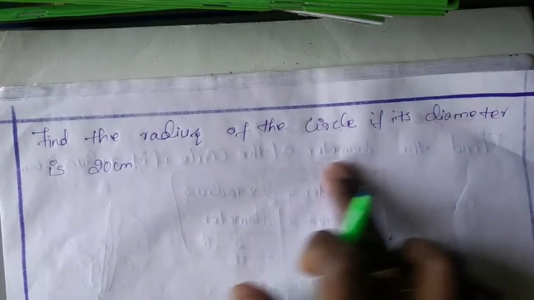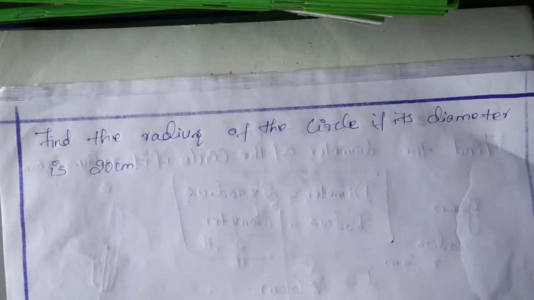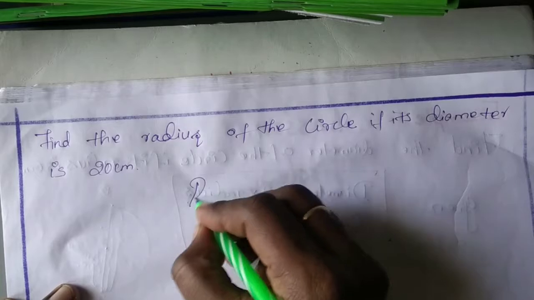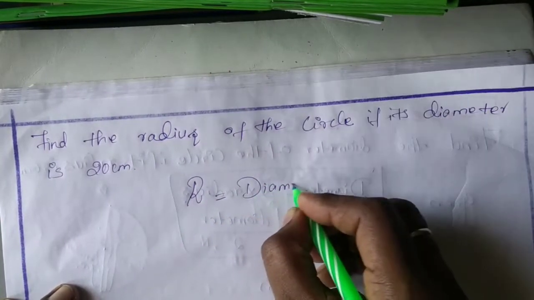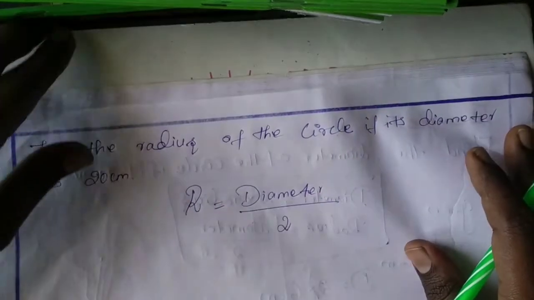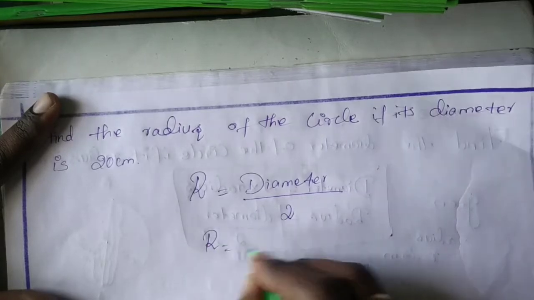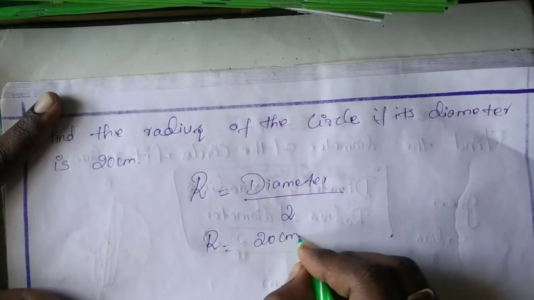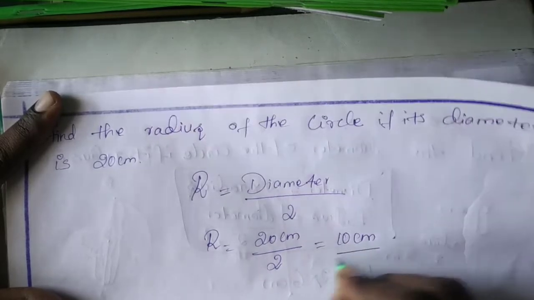Find the radius of the circle if its diameter is 20 centimeter. We know the formula. We want to find the radius R. Radius R is equal to diameter divided by 2. Already we have seen this. I am right, guys? Yes? Now radius R is equal to 20 centimeter divided by 2, that's equal to 10 centimeter.